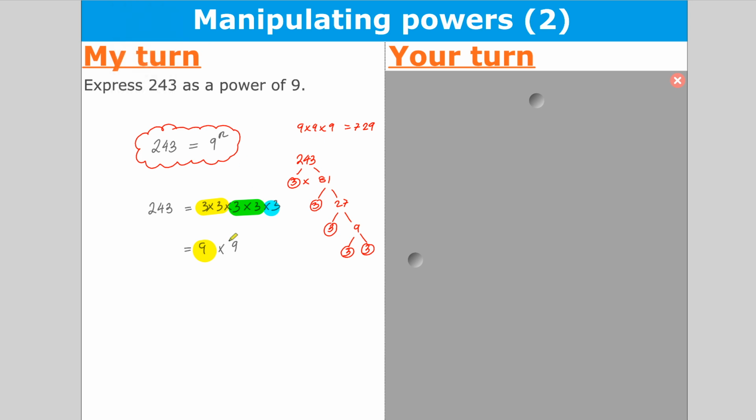Okay? And this last rogue 3, you've just got to spot this. This is the square root of 9, or 9 to the power of a half. Right? Because the square root of 9 is 3. And therefore, what have we got? Well, we've got 9 squared times 9 to the half, which is 9 to the power of 2 add a half, and 2 add a half is just equal to 5 over 2. So this is 9 to the power of 5 over 2. 243 is 9 to the power of 5 over 2.